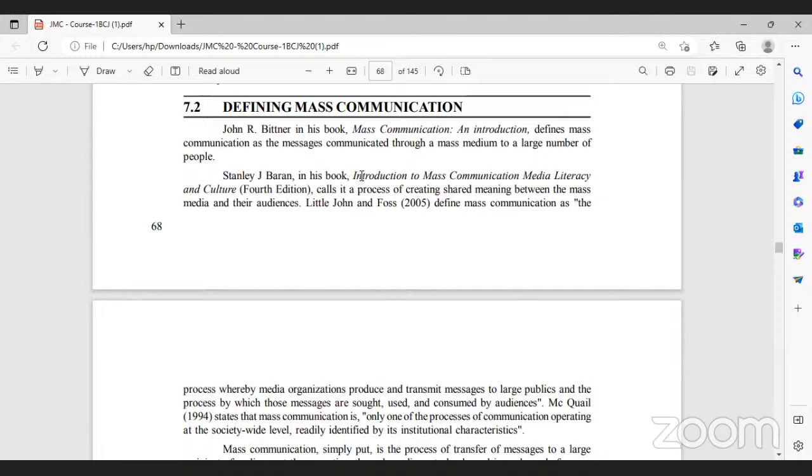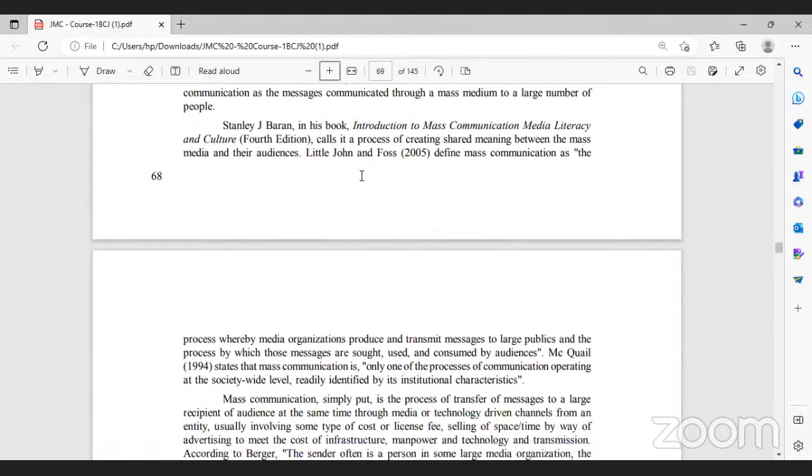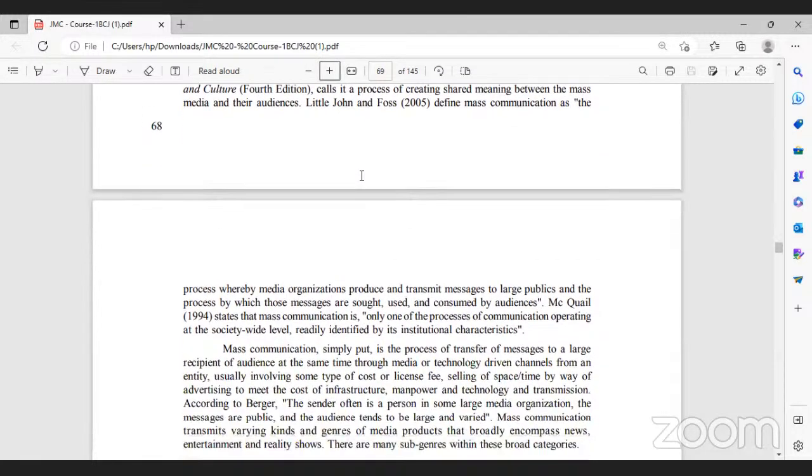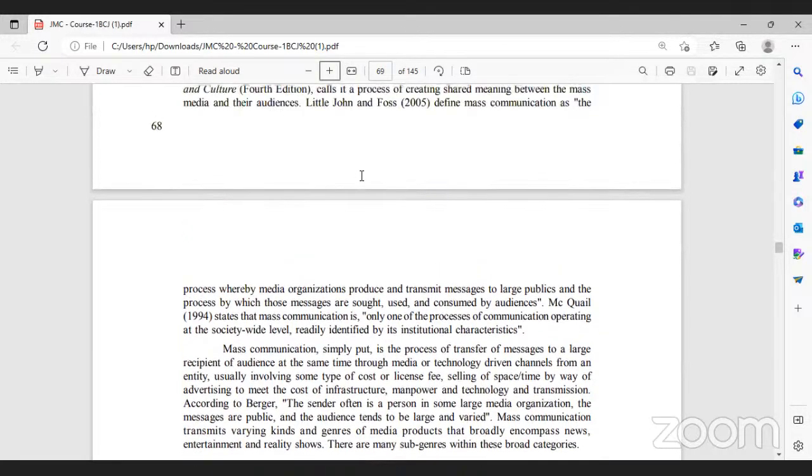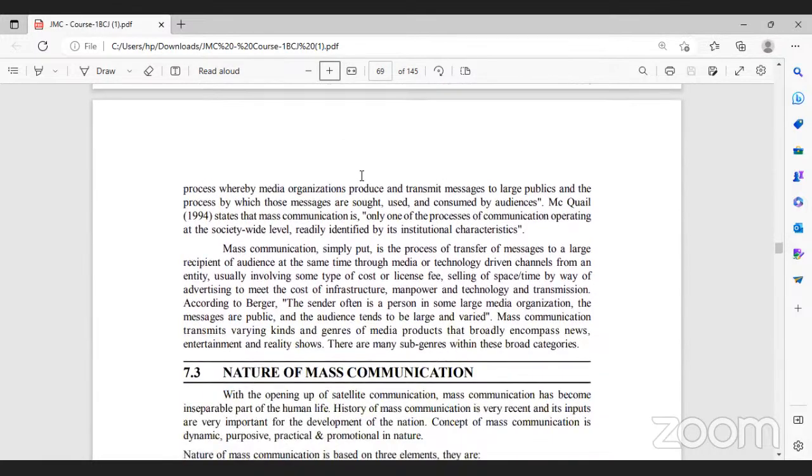The third one, according to Littlejohn and Foss, defines mass communication as a process whereby the media organizations produce and transmit messages to large publics, and the process by which those messages are sought, used, and consumed by the audiences. So Littlejohn and Foss focus on the media organization as part of mass communication.